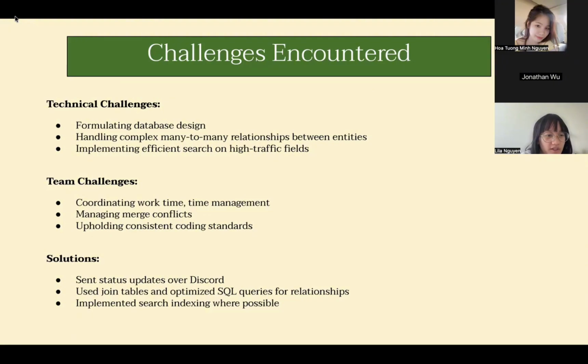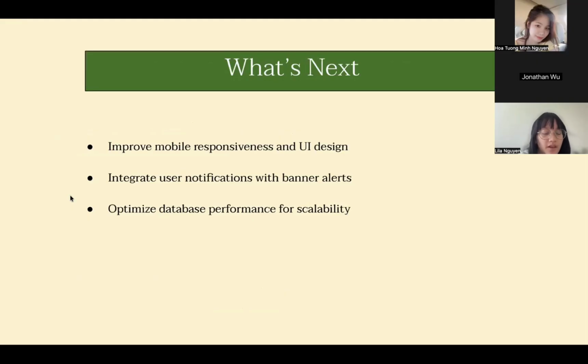And for solutions to the challenges, we would send status updates over Discord, use join tables, and optimize SQL queries for the relationships, and implement search indexing on our high traffic primary keys and foreign keys. As for what's next, if we had more time, we would improve mobile responsiveness and the UI design so that it's more cohesive.